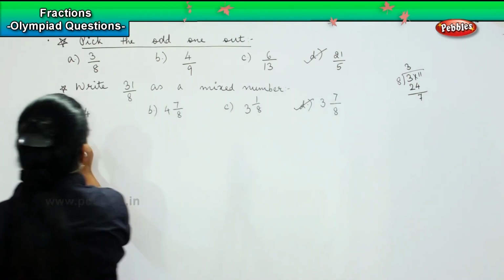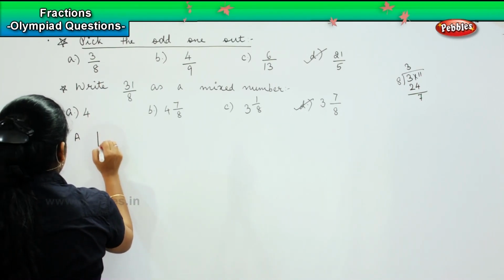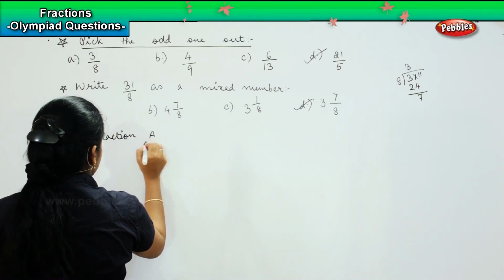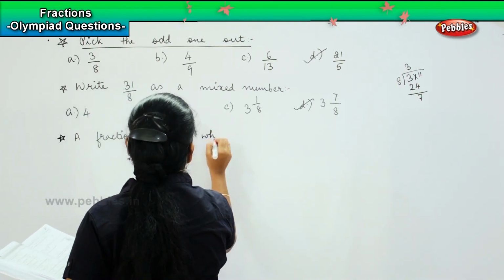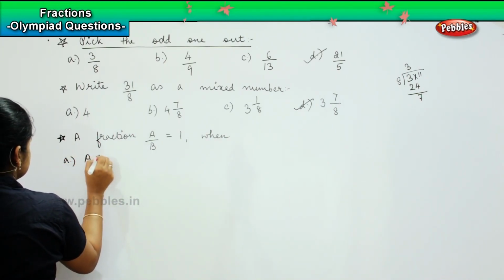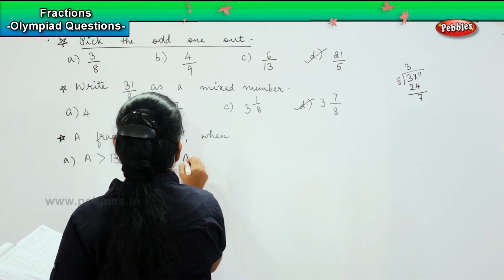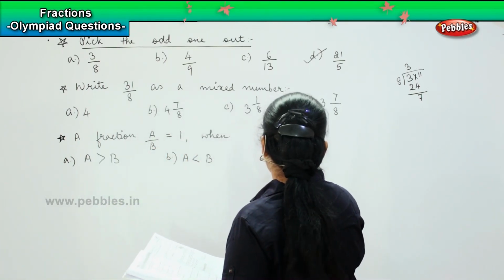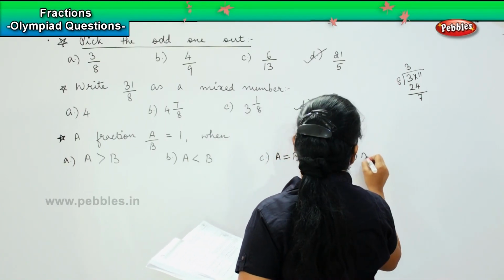Okay. So my next question is, a fraction A by B is equal to 1 when: option A, A is greater than B, option B, A is less than B, option C, A equals B, and D, none of these.